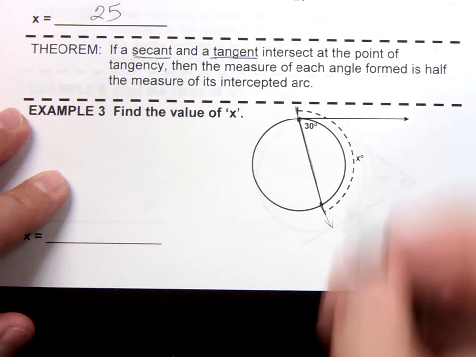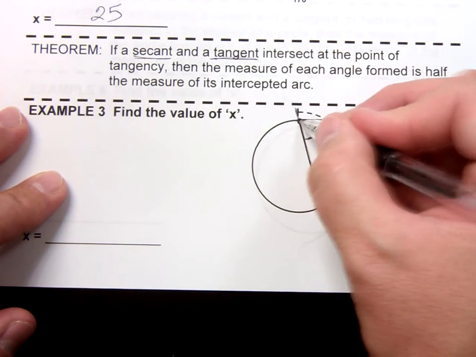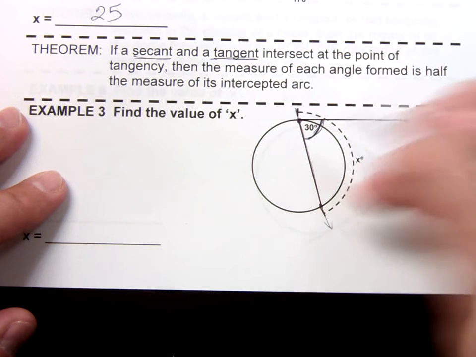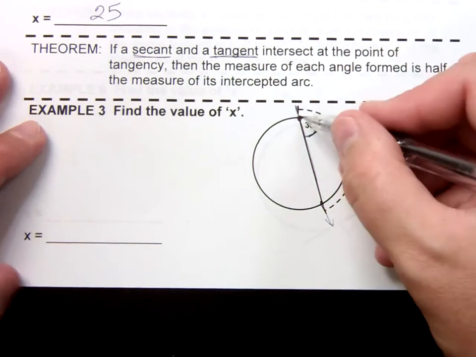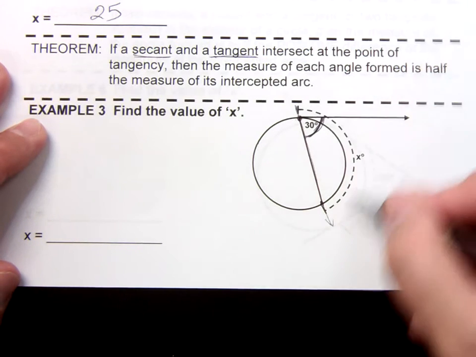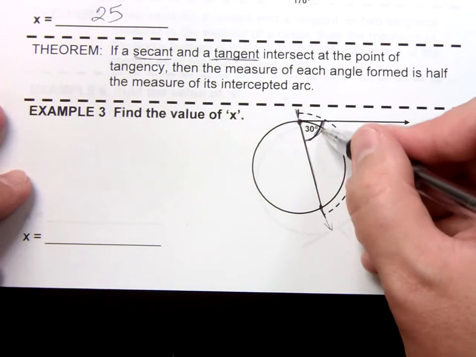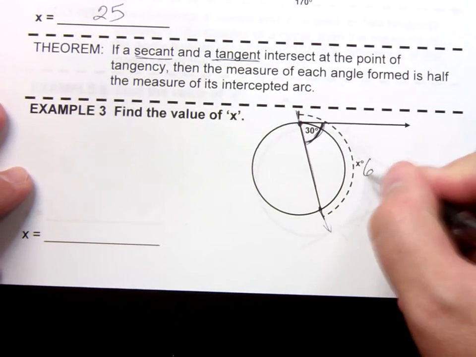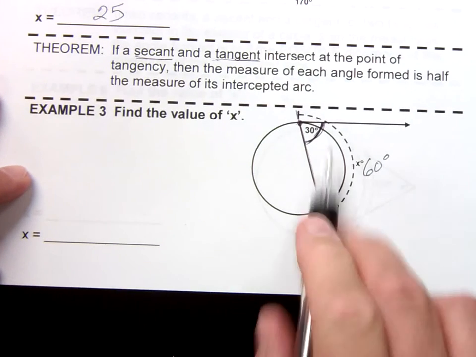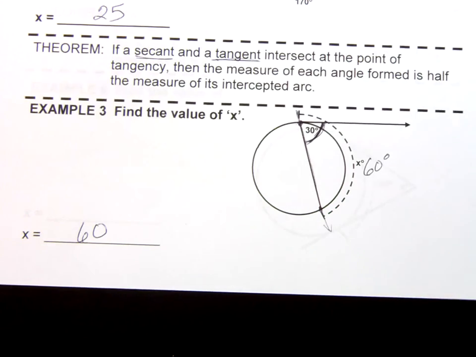Alright, the theorem says that that angle created by the tangent and the secant intersecting at the point of tangency is half of its intercepted arc. Well, if this angle is half of the intercepted arc, that means the intercepted arc is twice the size of the angle. So if that's 30, then that intercepted arc must be 60, because 30 is half of 60. Alright, let's turn the page.